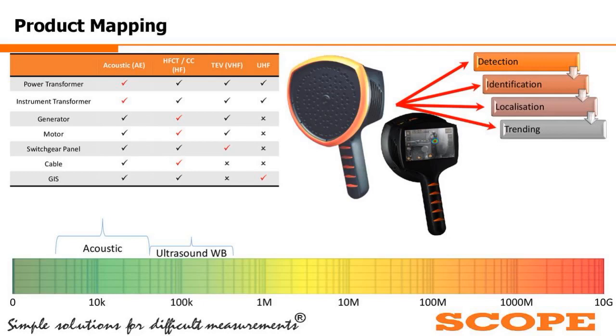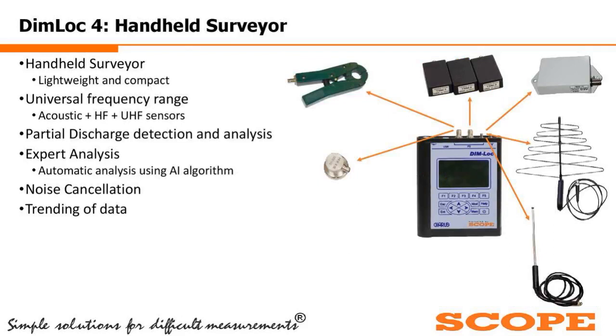So this instrument can give you the detection, identification of which type of PD is happening, localization, as you can see where it is happening, and always, if you keep on doing this, you can use it for the trending of the partial discharge signals.